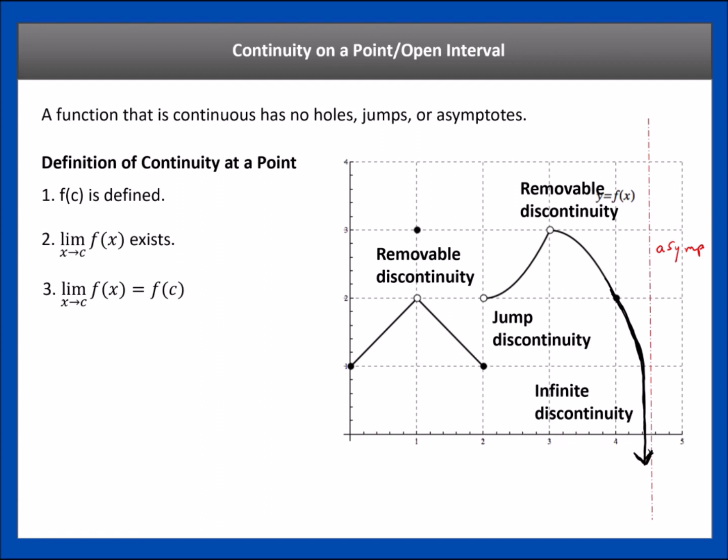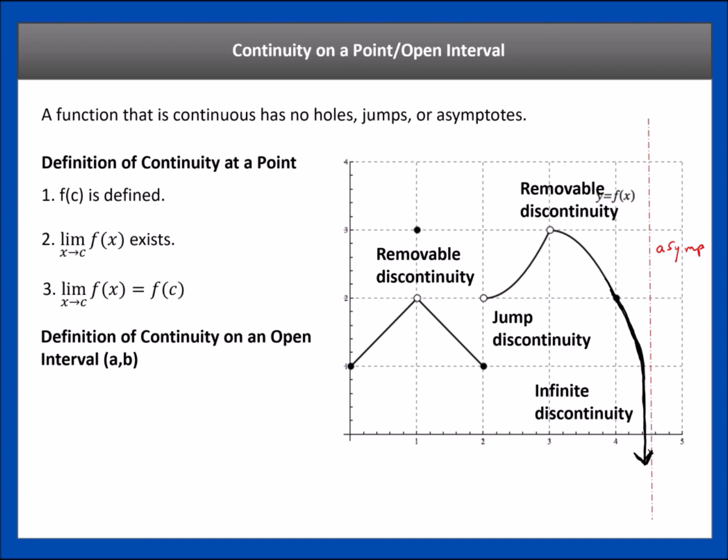In addition, the final condition is that the value of the limit has to equal the value of the function at c. So not only does the function have to be defined and the limit have to exist, they have to be equal to each other.